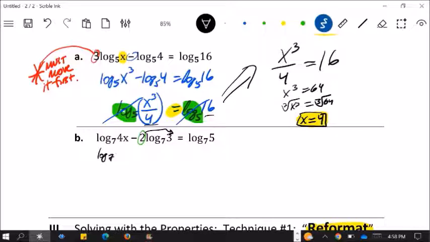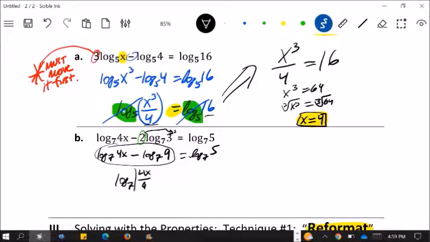And so I have log base 7 of 4x minus log base 7 of 3 squared, which is 9, equals log base 7 of 5. Now, these ones can now be condensed to log base 7 of 4x over 9. Notice the one that's being subtracted is always on the bottom, is equal to log base 7 of 5.